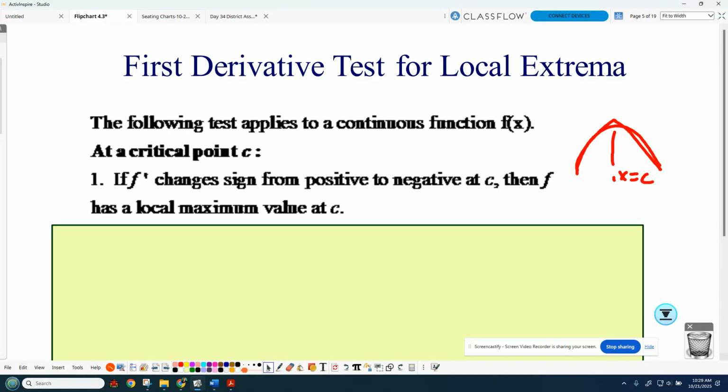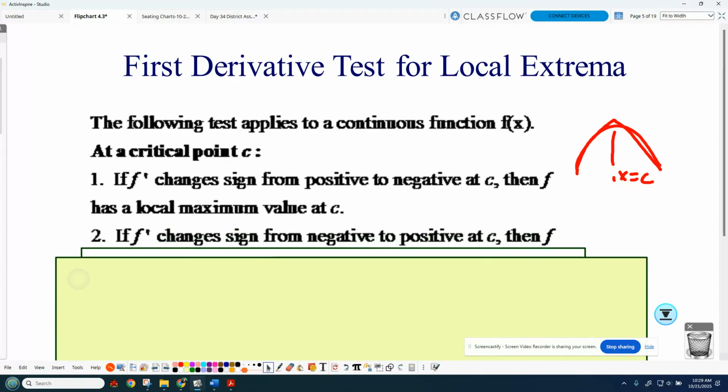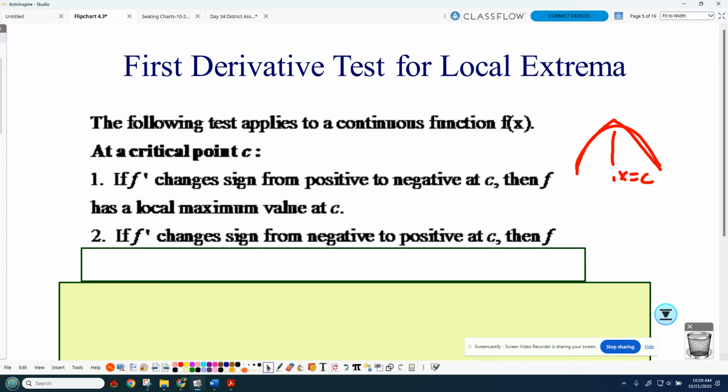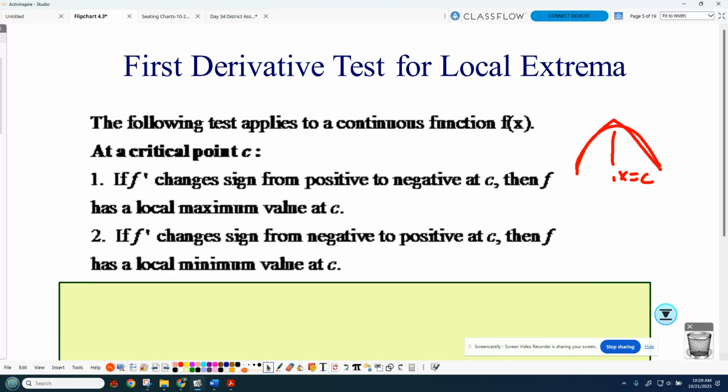So this is the kind of thing you're going to have to write as justification. Ben, why is it a maximum? Well, I did the number line and the first derivative changed from positive to negative. There's going to be some kind of maximum there. Alex, what about the other way? It's a minimum. First derivative changes from negative to positive. At that x value, there will be a minimum. Does it mean the minimum is C? No, it's just at x equals C.